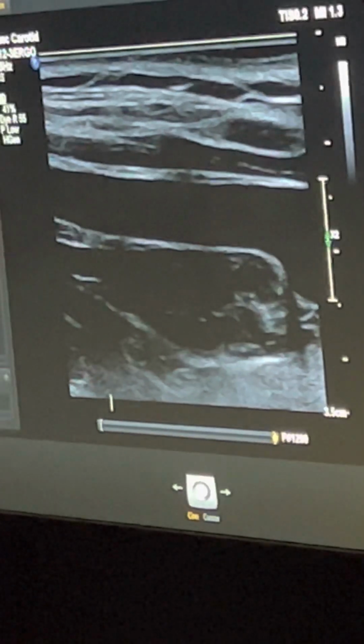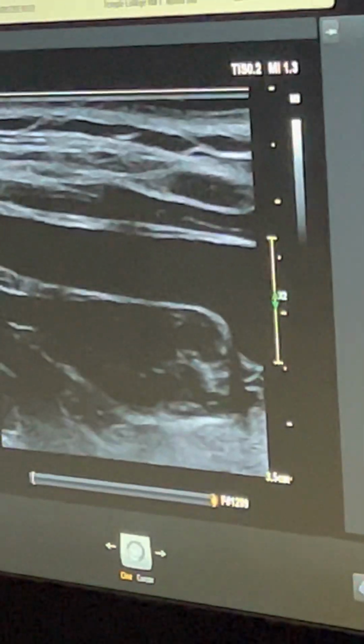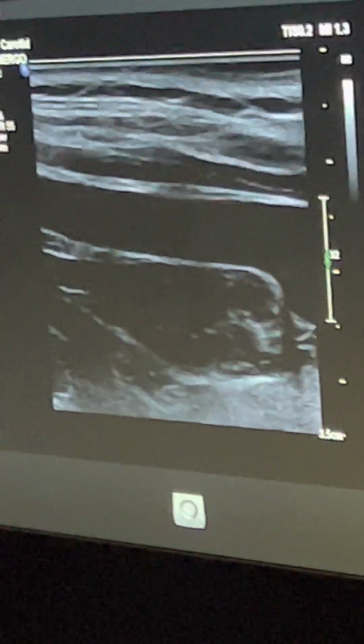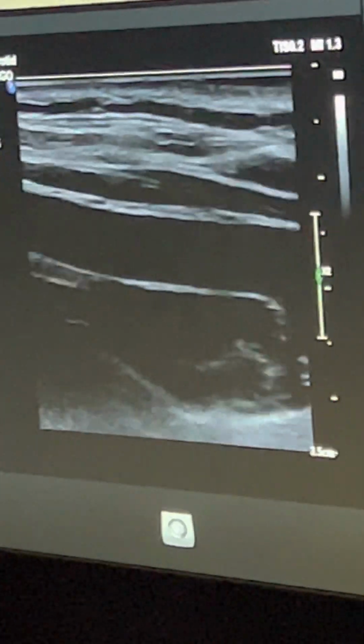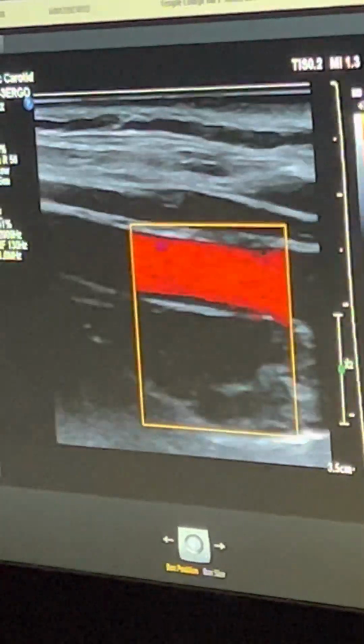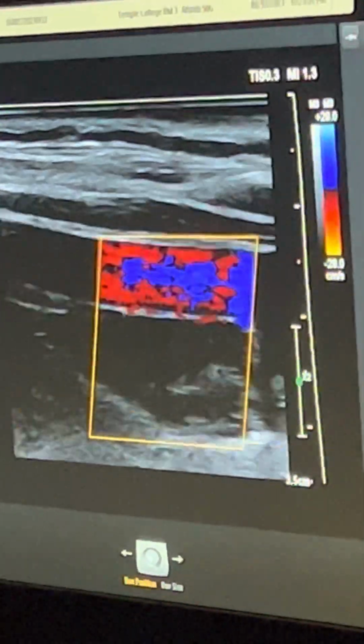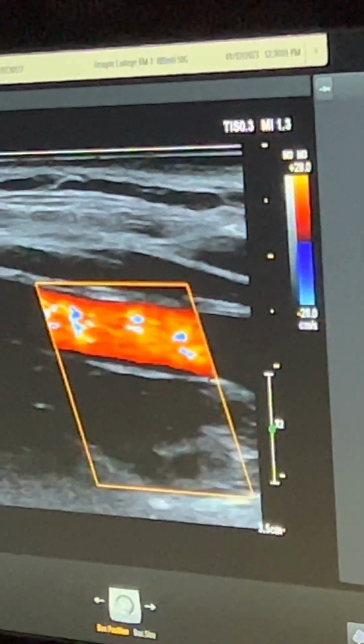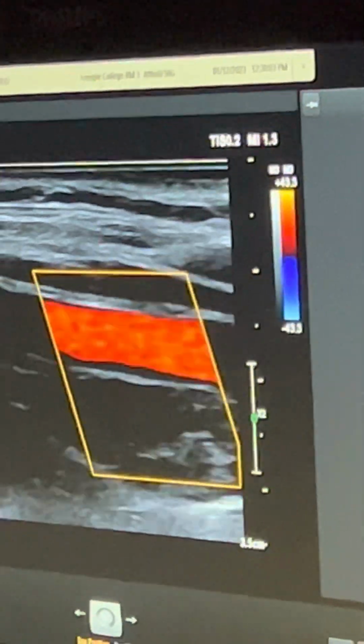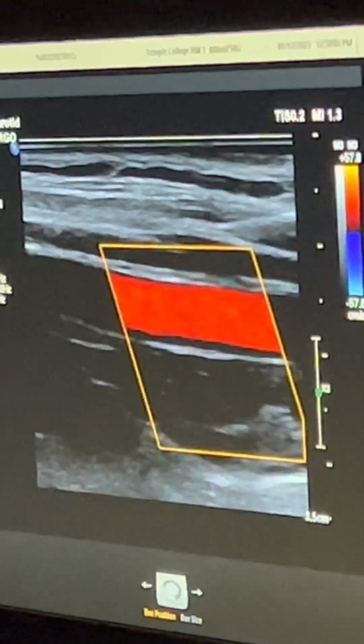Everybody understand? And you guys see the real thin line? That's the intima layer. So you've got three layers: the intima, which is the inside; the media, which is M for muscle, right? Muscularis; and then you have the adventitia, which is the outside, just outside. But that's what you're paying attention to, right?